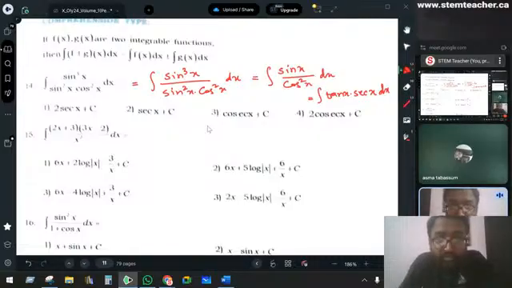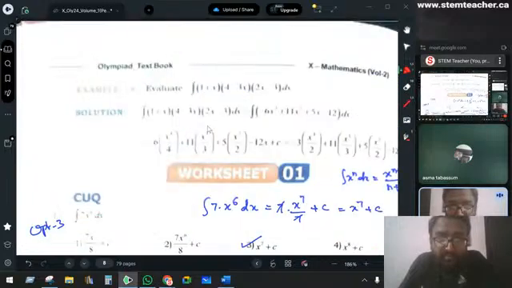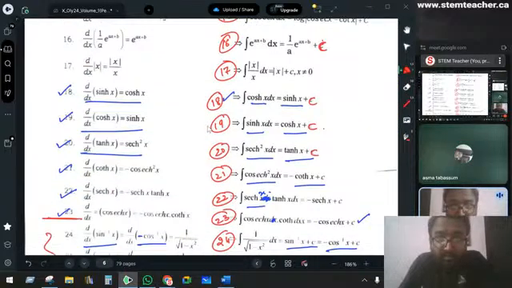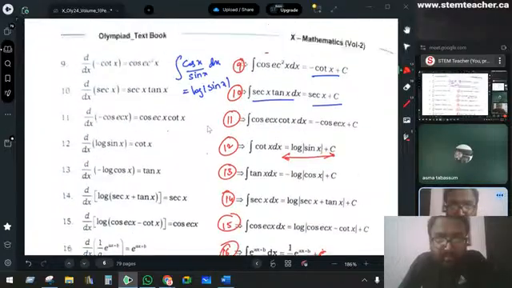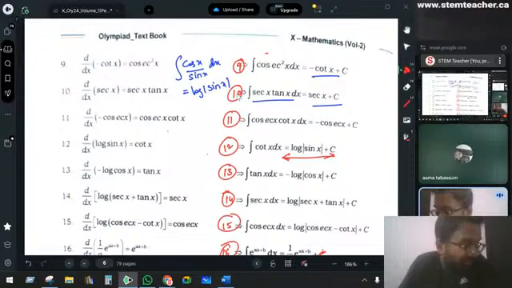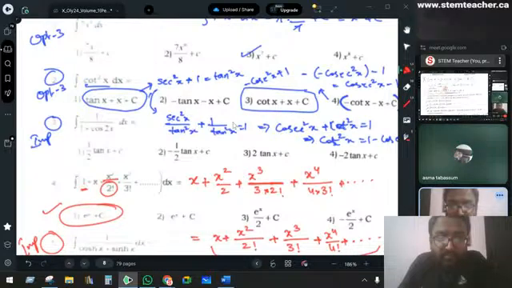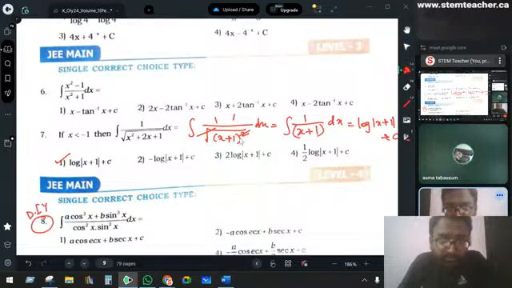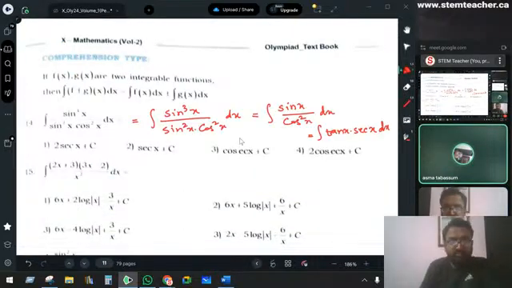Again, you have to get back to your formulas list. What is the integration of the sec x tan x product? There is one formula. Can you see formula number 10? The integration of sec x into tan x is equal to sec x plus c. So here your result will be sec x plus c.